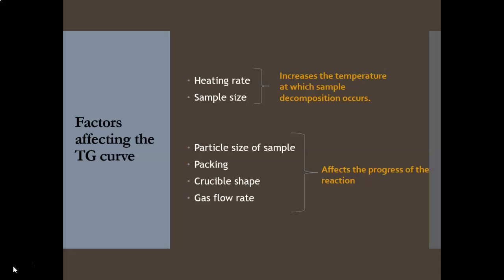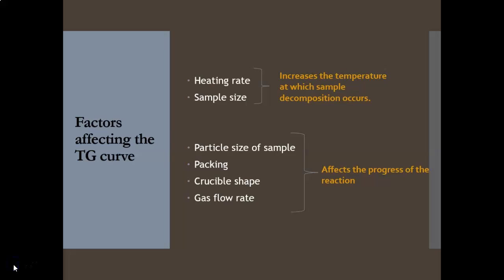And also the packing, crucible shape, and also the gas flow rate. Because the shape and the size of the sample holder can change the nature of the TG curve. And also for the gas flow rate, it is important to provide the atmosphere inside the furnace, so that the compound can be affected during the decomposition process.